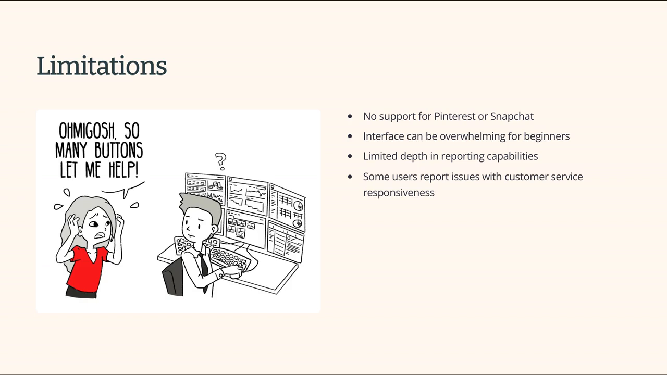Despite its advantages, Zoho Social also has some limitations. It doesn't support Pinterest or Snapchat. The interface can be overwhelming for beginners. And while it offers a lot of features, some users find it lacks depth in certain areas, like its reporting capabilities. Also, some users have reported issues with customer service responsiveness.